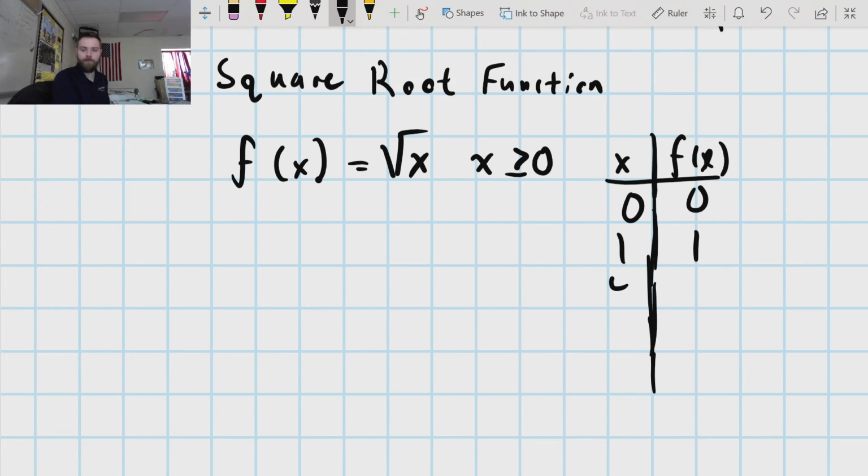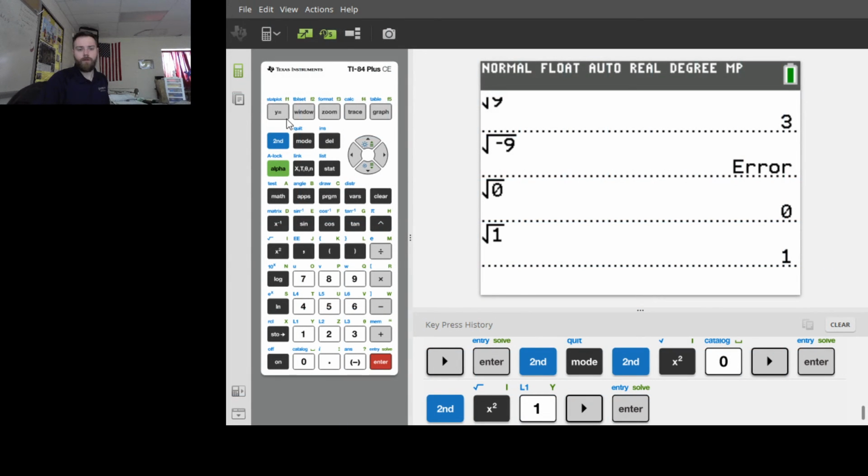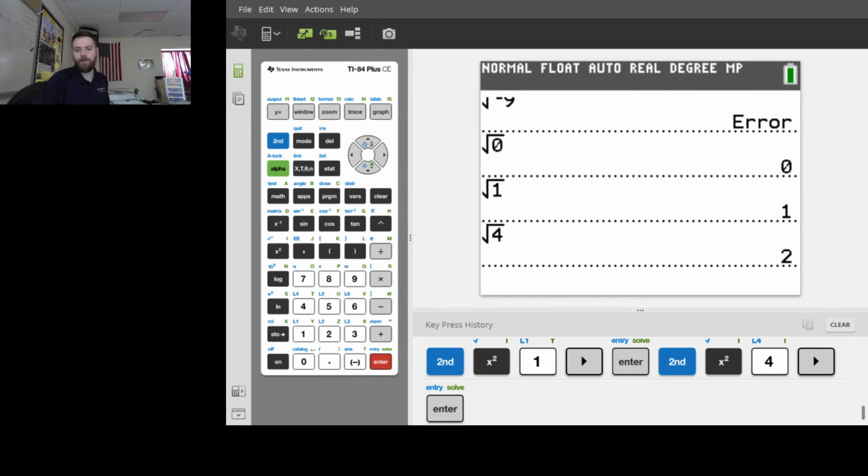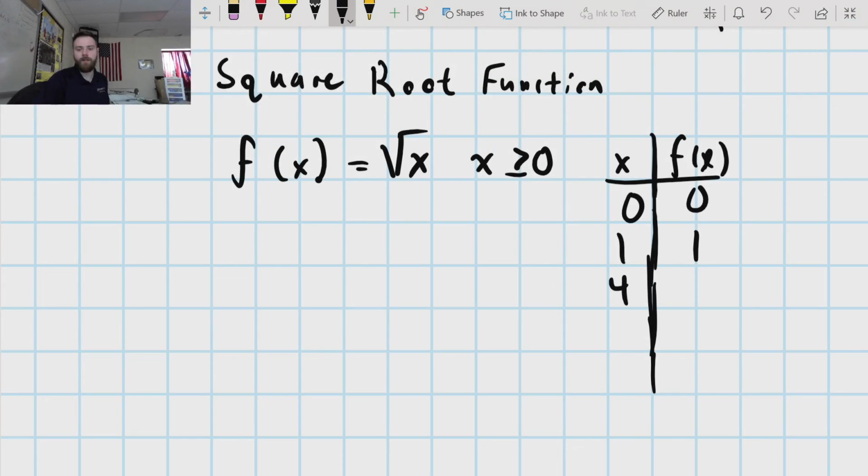And then the next number is 4. So I'm asking myself again, what's the square root of 4? What two numbers that are the same multiply to be 4? What number squared equals 4? Well, that's going to be 2. So my output is going to be 2 there. So when I plug in 4, I get back 2.